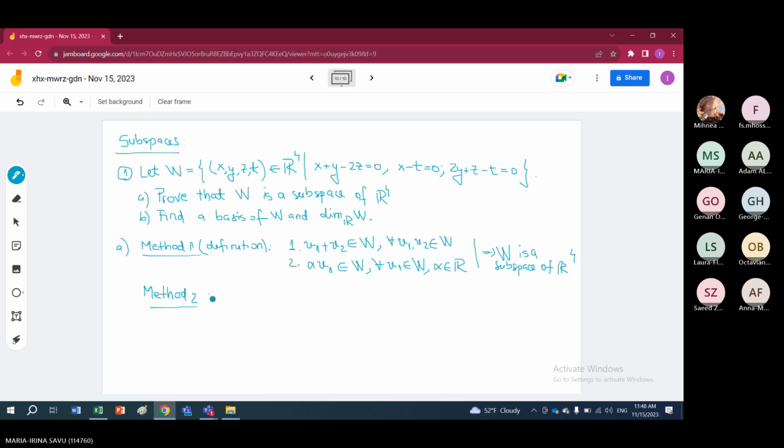And method 2, based on a property, which tells that W is a subspace of R4 if and only if alpha V1 plus beta V2 is in W for every V1 and V2 in W and alpha and beta in R.